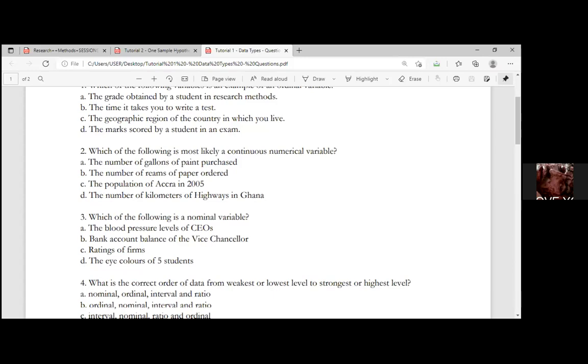Now, bank account balance of the vice chancellor. What type of data and what is the level of measurement? Yes, Aram. It is a numerical variable. But what is the level of measurement? Ratio. Thank you very much. Now, ratings of firms. What type of variable? And what is the level of measurement? Dede.